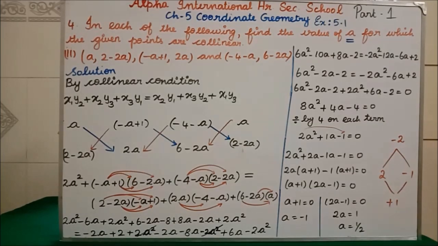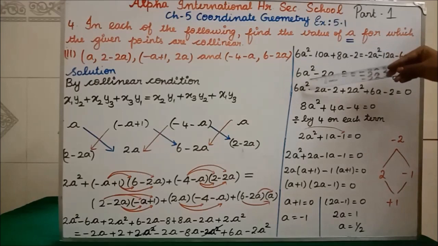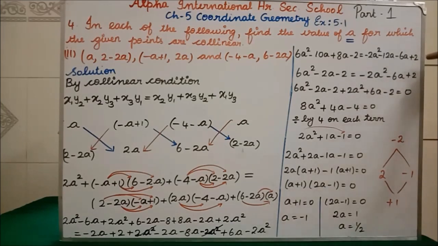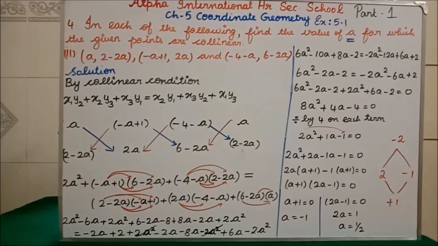Remaining left is 6 plus 2. Here in the next step, you have to write 6a square. Minus 10a plus 8a is minus 2a. Clear? Then this minus 2 equal to minus 2a square minus 12a plus 6a plus 2. Okay. Now if you see here, minus 2a square, minus 6a plus 2 we have written.